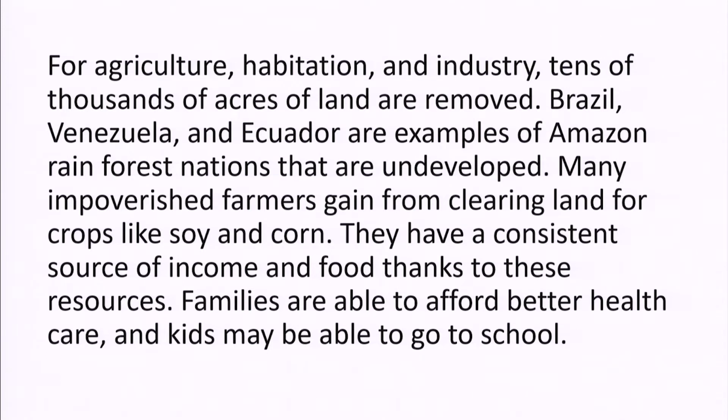Brazil, Venezuela, and Ecuador are examples of Amazon rainforest nations that are underdeveloped. Many impoverished farmers gain from clearing land for crops like soya, corn, etc. They have a consistent source of income and food thanks to these resources. Families are able to afford better health care and kids are able to go to school. However, destroying the rainforest ecosystem comes with a price.